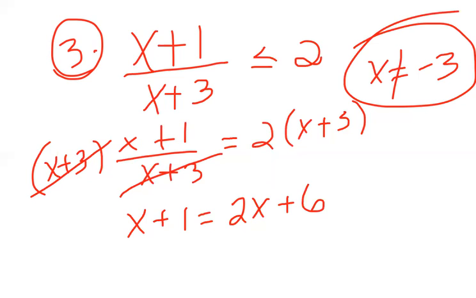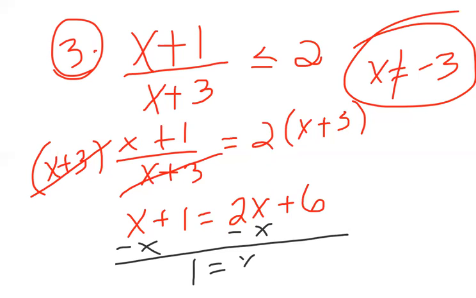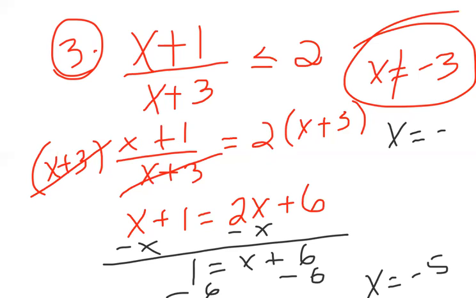All right, no question. So guys, what am I doing? I'm working with the 2. So now let's go ahead and finish solving it out. On this one, I'm going to subtract x on both sides. So I get 1 is equal to x plus 6. Subtract the 6 from both sides. So I get x is equal to negative 5. So that is the value of x.